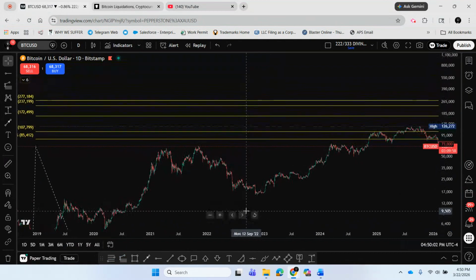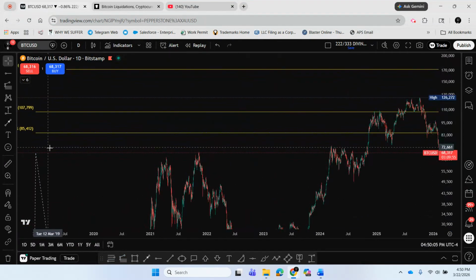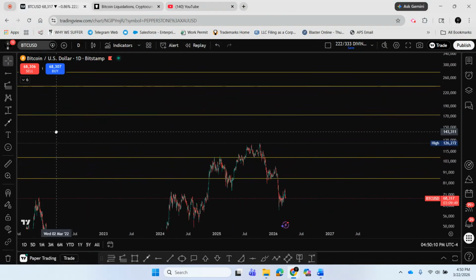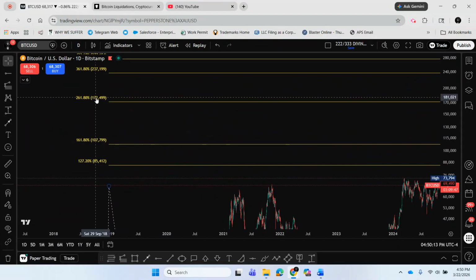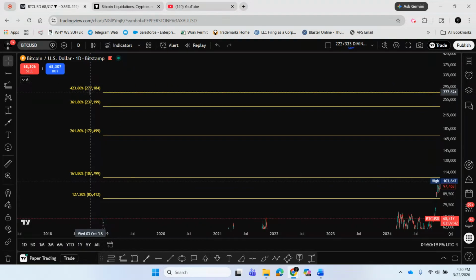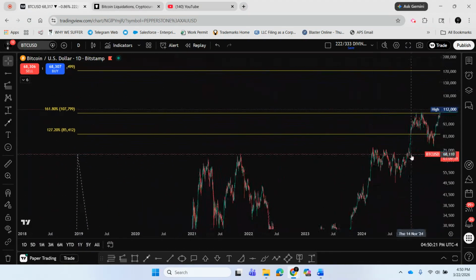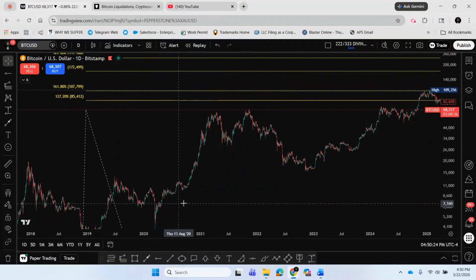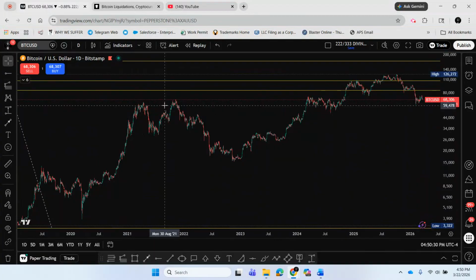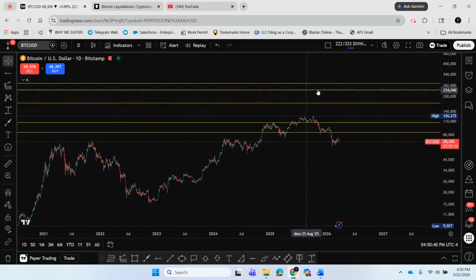Now, what do you notice? Only targets number 1 and number 2 have been hit. The third target is still intact, 172,000, and then 237,000 and 277,000, all based off of this impulse wave. Just like we did back then for 2015 all the way up to 2017, we're doing the same thing here. Find that impulse, and this will be the extension points.